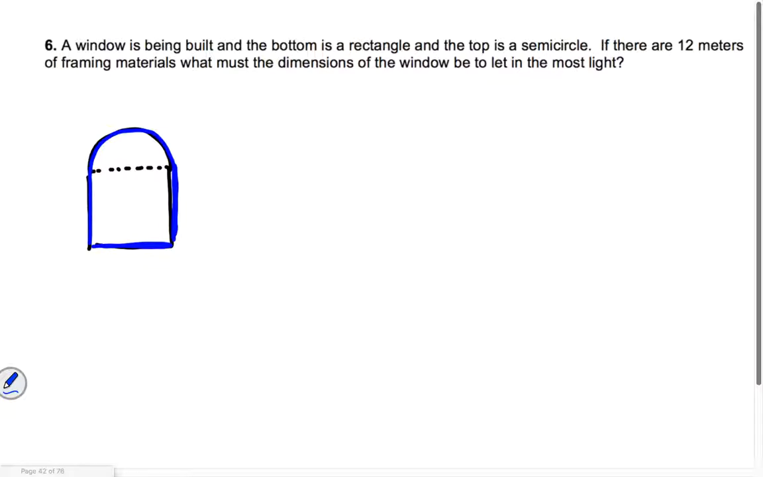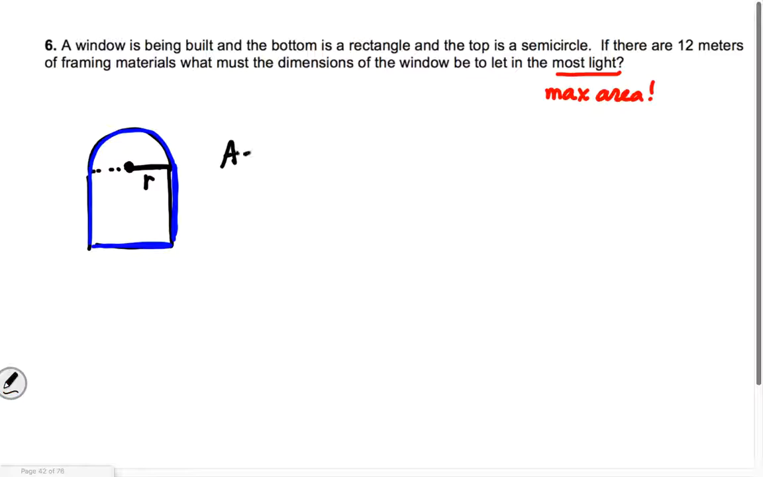Okay, so what I typically do is I let this distance be R. What I've done in the past is I used to make this X, but then I had half X for my radius, which was a little bit weird. So what I recommend is to use the R when you're doing this problem. Then you have one like this in your homework too. All right, so it says, what must the dimensions of the window be in order to let in the most light? What does that mean? Yeah, maximum area.